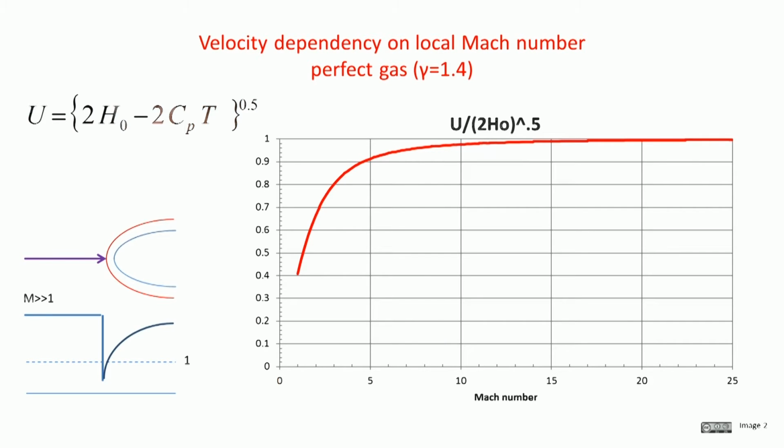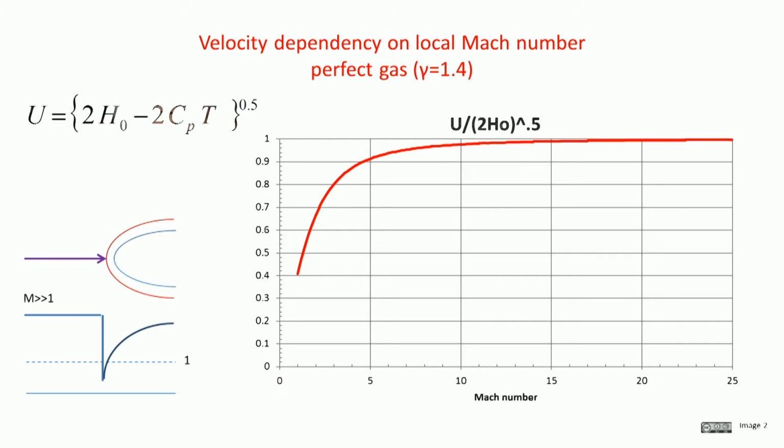Here I've extracted velocity, the equation on the left, to indicate that it goes with the square root of total enthalpy, and I've plotted it against Mach number. Here I've normalized the velocity by the square root of the total enthalpy in order to have a truly non-dimensional graph that will apply at any time. This is done for a gamma of 1.4 for air.